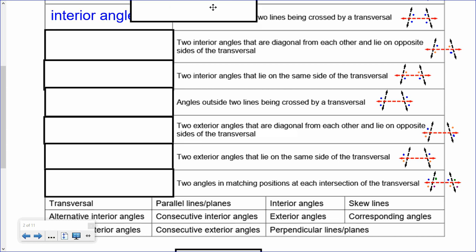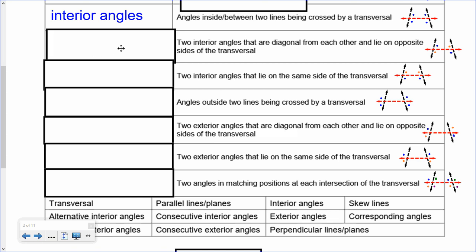So the first type of angles we're going to talk about are called interior angles. Interior angles are angles that are inside or between the two lines that are being crossed by the transversal. So these are the two lines, the black ones are the ones that are being crossed by the transversal. So any angles that are on the inside are going to be called interior. I've drawn blue dots for the interior angles. All these angles on the inside are in between the two lines. Those are interior.